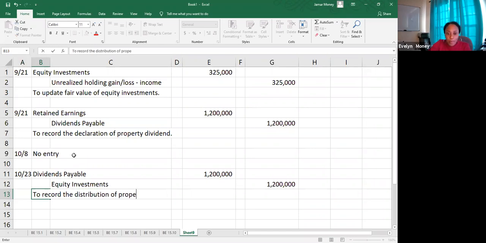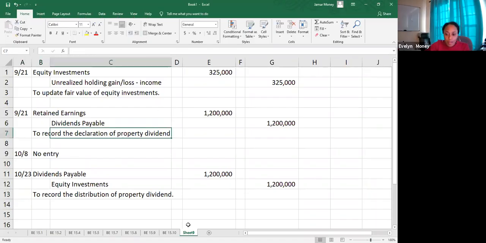Distribution of property dividend. Okay. And that was brief exercise 15.11.